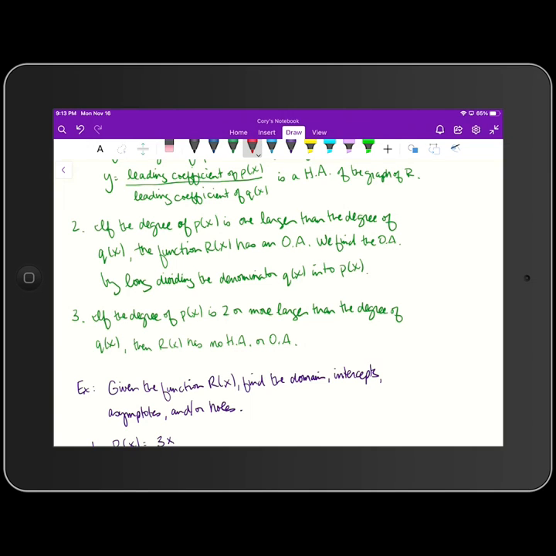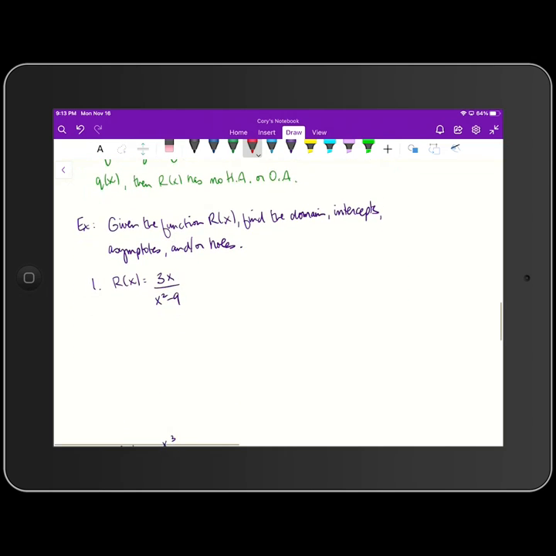Possibility number 3 is if the degree of p(x), the numerator, is 2 or more larger than the degree of q(x), then the function r(x) has no horizontal asymptote or oblique asymptote. So again, if the degree of the numerator is 2 or more larger than the degree of the denominator, then the function has no horizontal or oblique asymptote. Okay, so let's take a look at a few examples, tying everything that we've looked at in this lesson together.